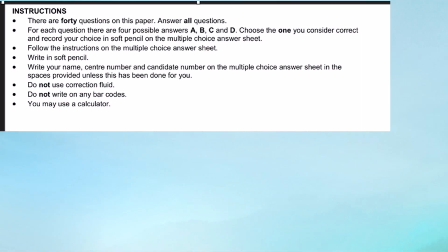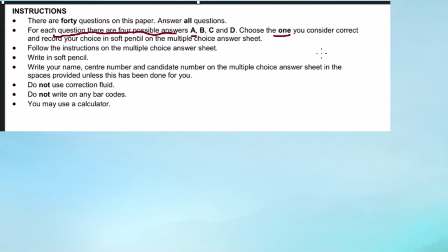Okay, so here we're looking at the IGCSE Biology multiple choice questions, and there are actually some instructions on the first page that are important because I've seen people get this wrong. The important one is here. For each question, there are 4 possible answers, A, B, C, D. Choose just the one you consider right.